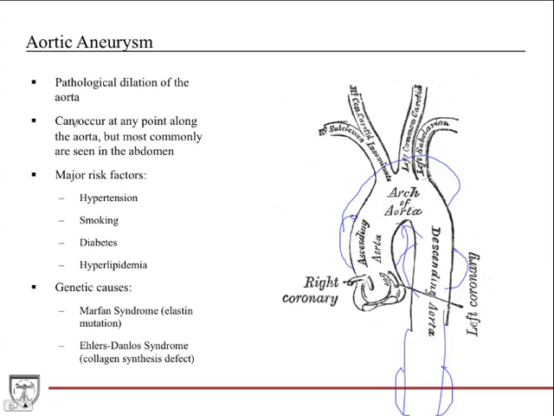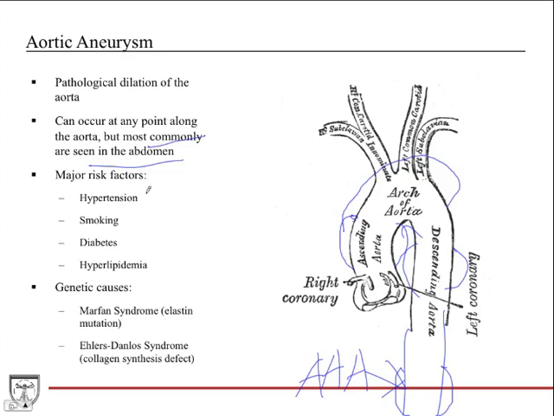And so again, as we're saying here, it can occur at any point along the aorta, but it's actually most commonly seen in the abdomen. You may have heard the expression AAA, abdominal aortic aneurysm. We'll talk more about that in chapter 4 in the abdomen lecture. So that's the most common site for aneurysm.